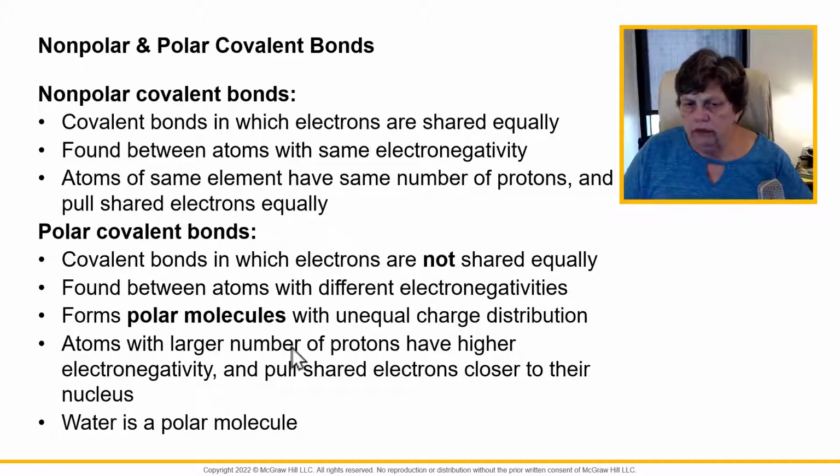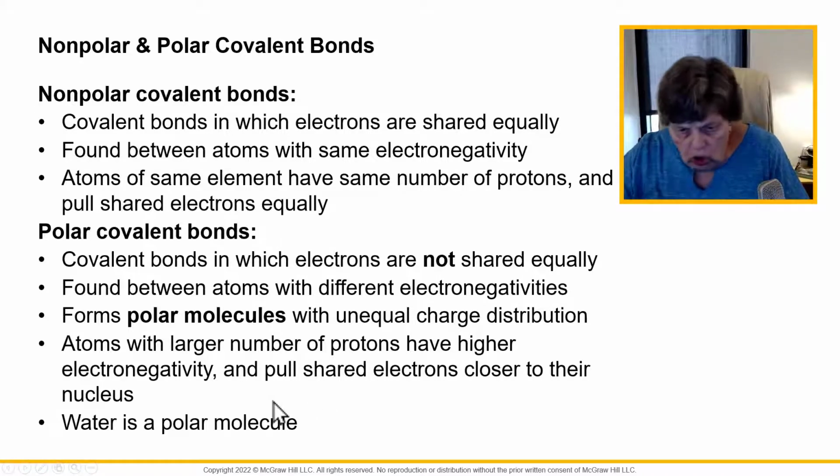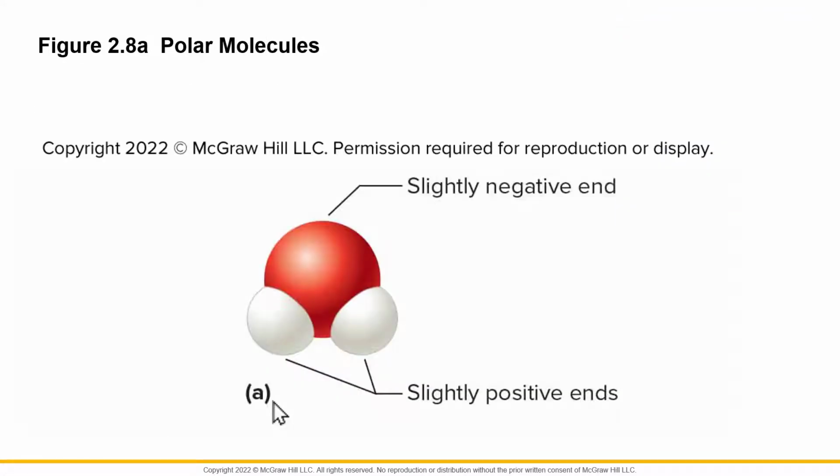The polar covalent bonds don't share equally. They are sharing, but they're not sharing equally. So one tends to grab a little more than the other. So you have an unequal charge distribution, and usually the atoms with the larger number of protons have the larger pull. Good example is water. All right, so this would be a polar molecule.